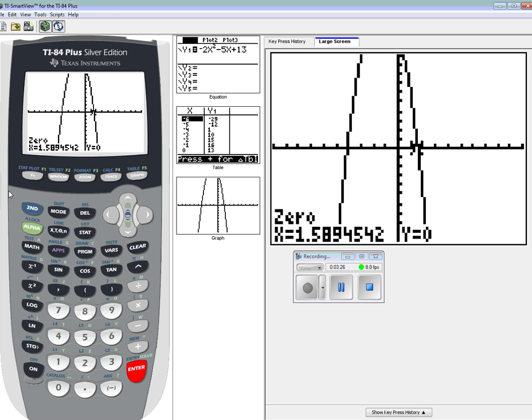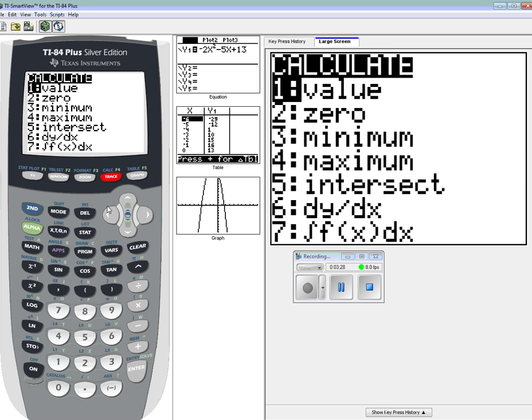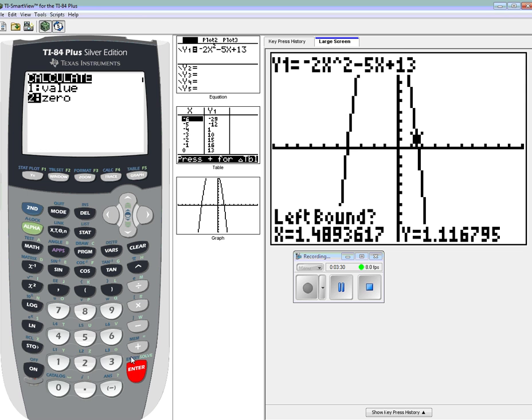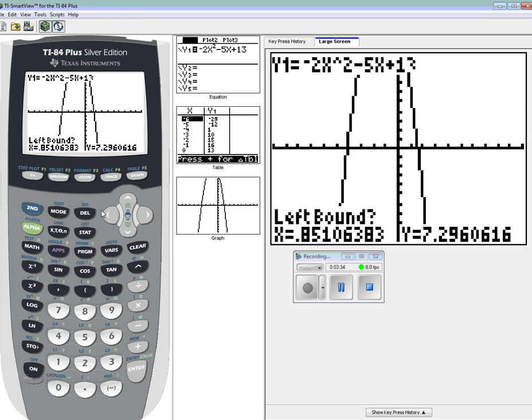So you have to go back into second, calculate. Option 2 is to find a 0, but now we want to find this 0 over here. So for the left bound, we have to go all the way over until we're to the left of that point. It's going to show up. There we go. So to the left of that point, we hit enter.